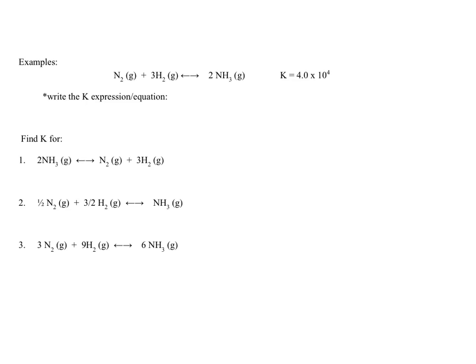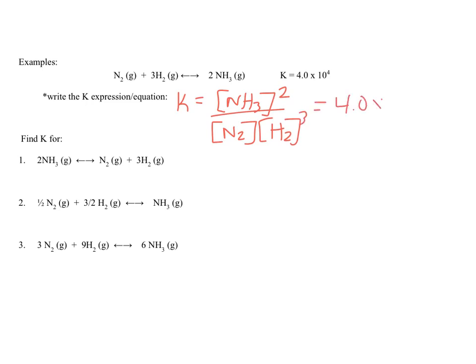All right, so we have this example where I've got nitrogen and hydrogen reacting to form ammonia. When I write my K expression, it's going to be products, so that's NH3 squared over reactants, so N2 and then H2 cubed, and they give me my K value. My K value is 4.0 times 10 to the fourth.